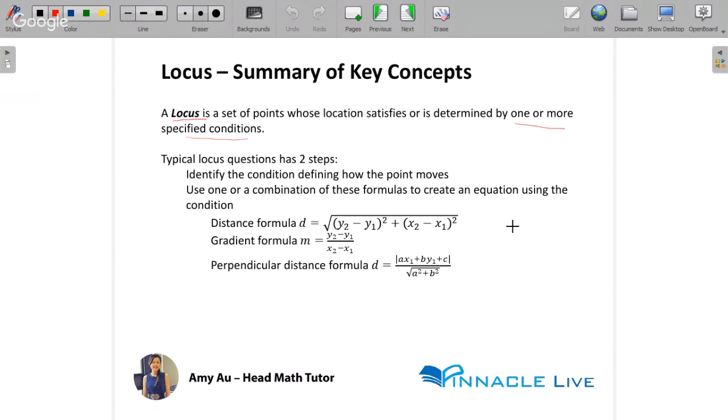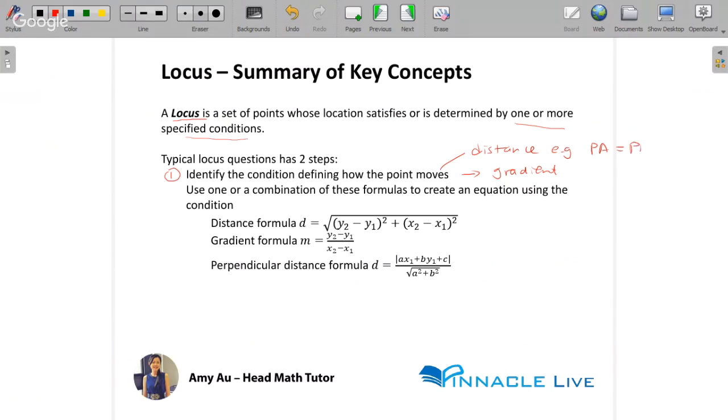So coming back here, typically there are two steps to any locus question. The first step is to identify the condition that defines how the point moves. As I mentioned, it can be a distance condition, it can be a gradient condition, and so on and so forth. So depending on the condition, let me just give you an example.